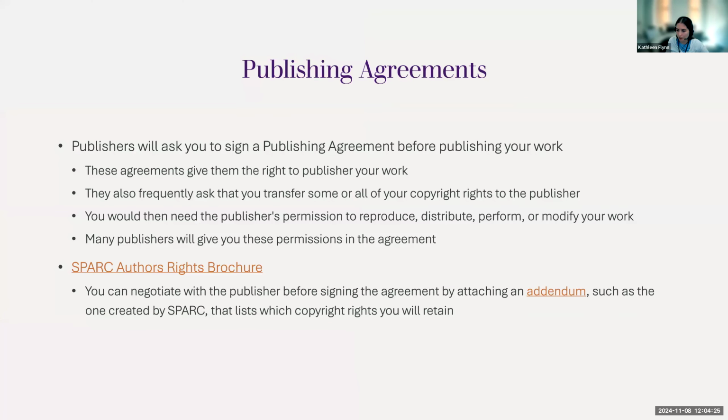Now, an important thing to know is when you publish something, such as an article, the publisher will ask you to sign a publishing agreement, and these agreements give them the right to publish your work, but they also frequently ask that you transfer some or all of your copyright rights to the publisher. It is possible to negotiate with publishers so that you don't lose these rights. There's a nonprofit organization, SPARC. I've linked to an addendum that they created so authors can try to attach that to their agreements to help negotiate keeping their rights. But in general, always read those agreements and keep a copy so you know what the agreement was, what you possibly signed away, and what your rights are.